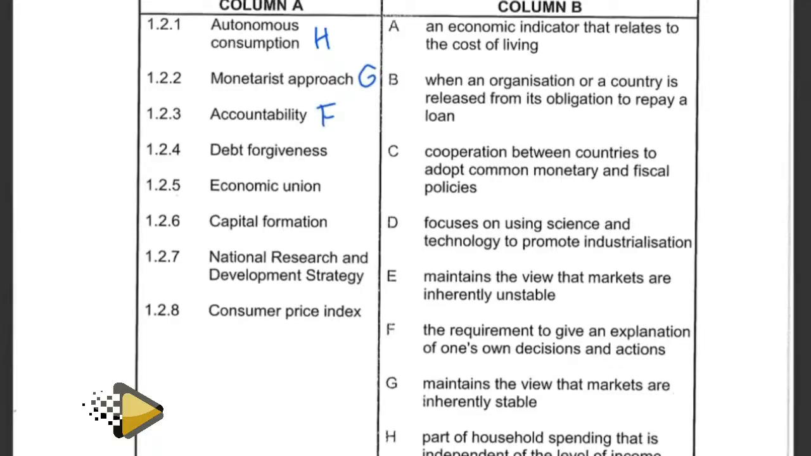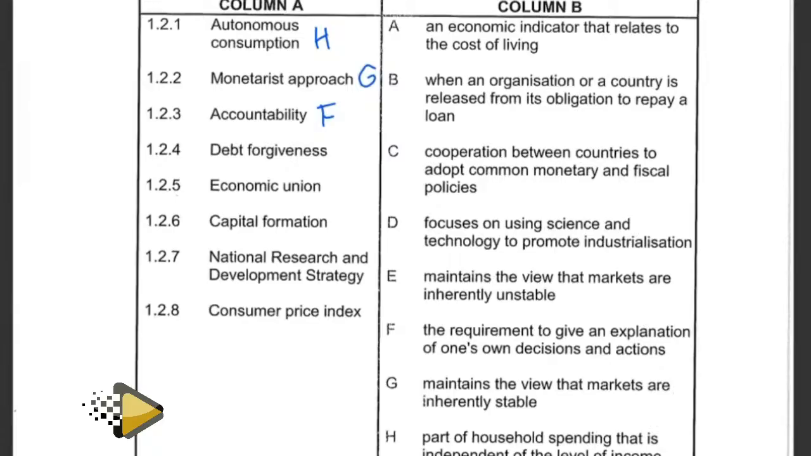Now let's move on to the next question, which is 1.2.4. So 1.2.4 reads as follows: debt forgiveness. So now, from the phrase debt forgiveness, this really means that a country or an organization is released from its obligation to repay a loan.